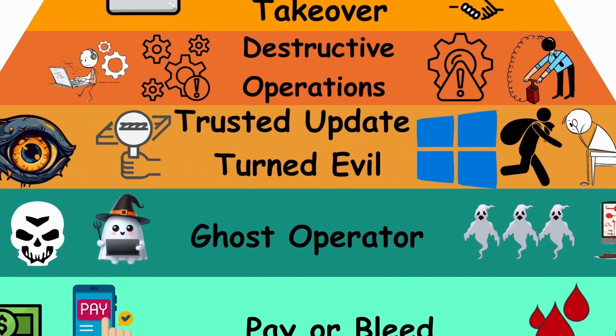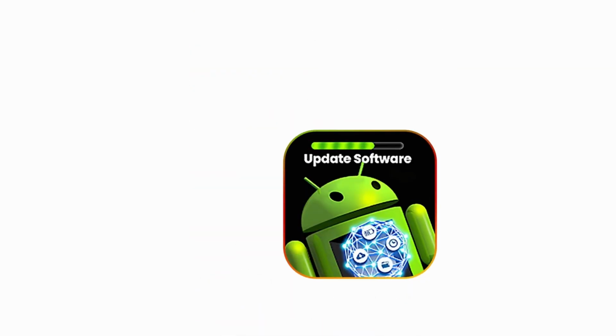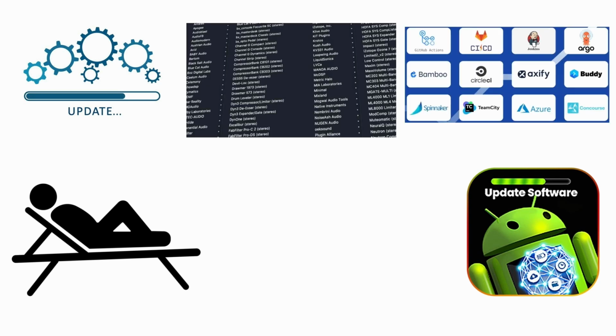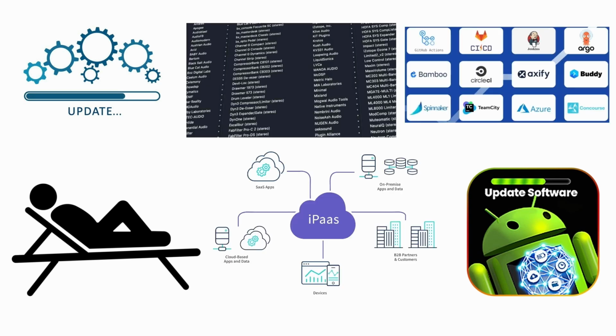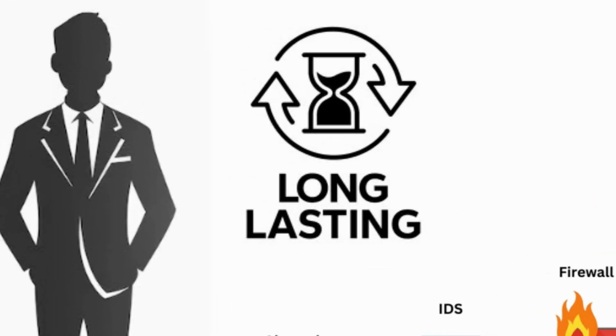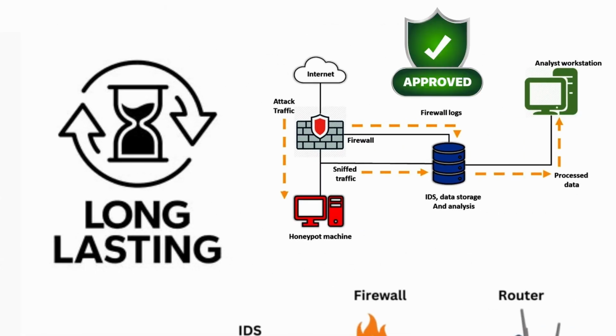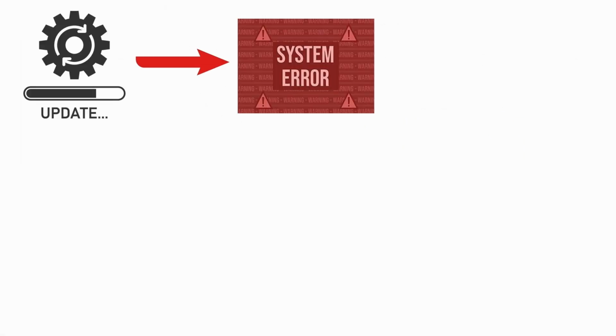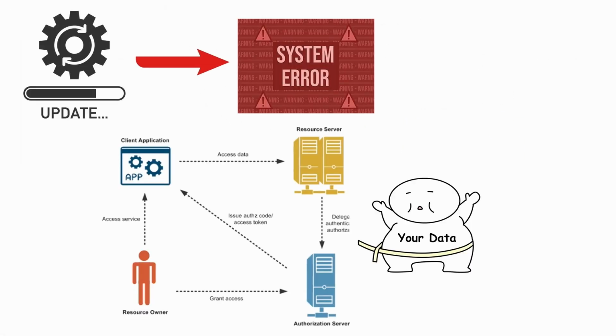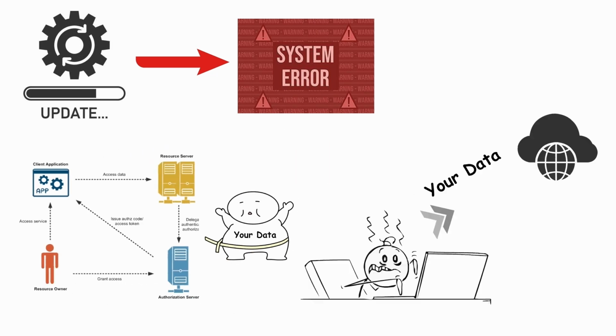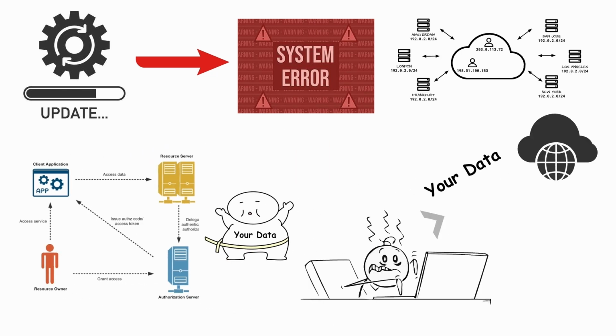Level 5. Trusted update turned evil. This level attacks your trust. The software updates, plugins, build tools, and connected services you rely on. It looks official and can run for months because the traffic is approved. You'll see an update behaving unlike your team, an integration reading far more data than usual, or data flowing to places you've never dealt with.